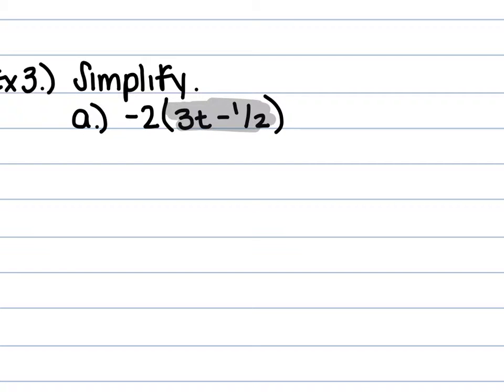So if I can't do what's in parentheses and I don't have any exponents, what should I do next? Perfect. Let's do the distributive property. -2 times 3t gives me what? -6t. And -2 times -1/2 will give me +1.